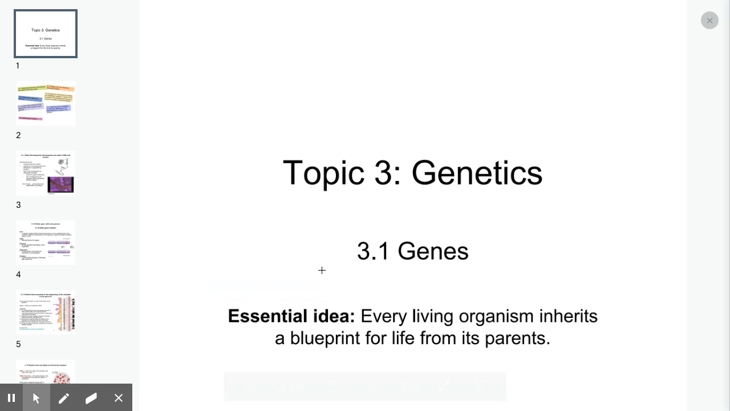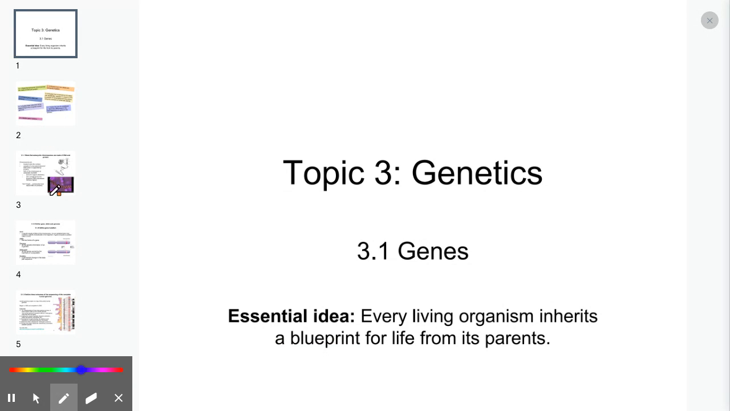We're beginning topic 3. It's a 5 mini topic. And the first one is 3.1. And in 3.1, we're going to say thank you to our parents for giving us the blueprints for life. Every organism gets their blueprints from their parents.